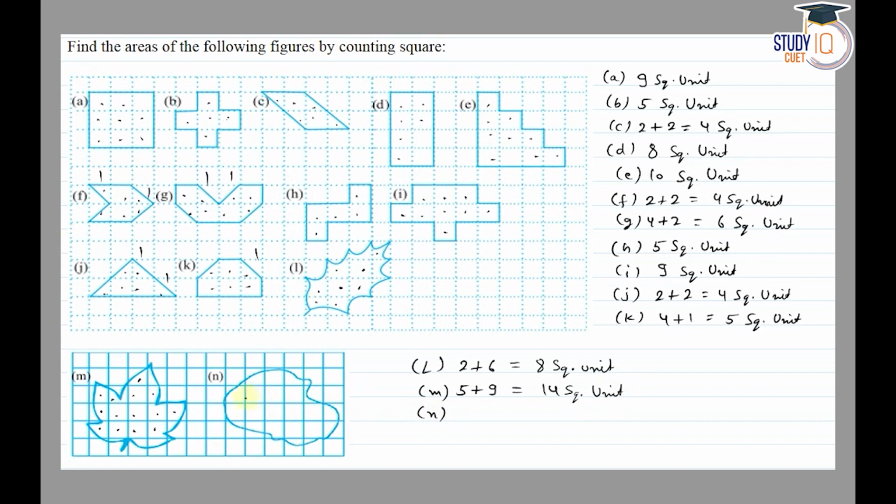N. So fully filled square is 1 2 3 4, 5, 6, 7, 8, 9. So 9 plus more than half filled is 1, 2, 3, 4, 5, 6, 7, 8, 9. So 9 plus 9 is equal to 18 square unit. So that's our final answer. Thank you.